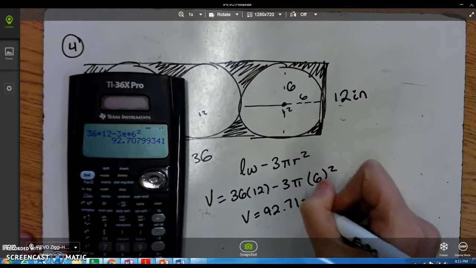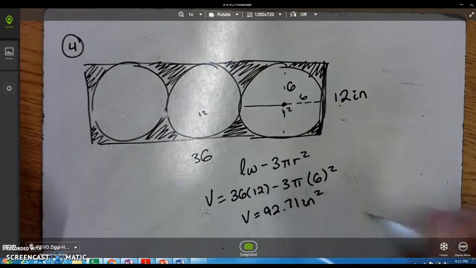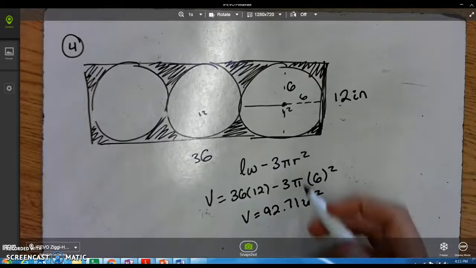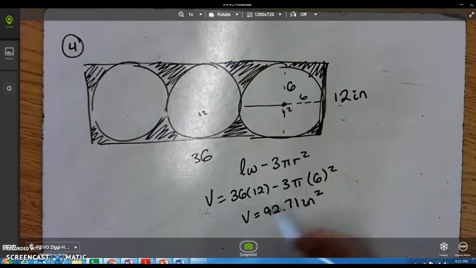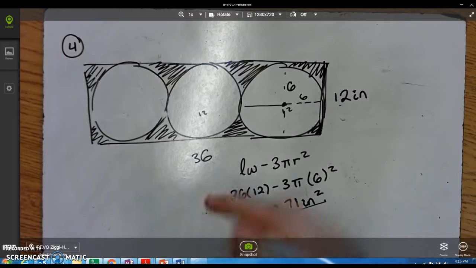We did that in inches. So this is an area, remember, inches squared. Don't forget to do squared for area and cubed for volume. Ooh, I wrote volume down, didn't I? Area.